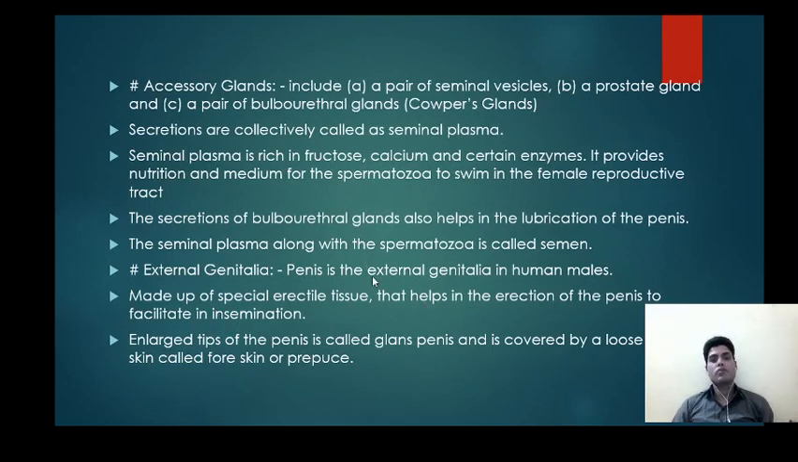The different accessory glands present in the male reproductive system are a pair of seminal vesicles, a prostate gland, and a pair of bulbourethral glands, also known as Cowper's glands. And the secretions of these glands are called seminal plasma. The seminal plasma is rich in fructose, calcium, and certain enzymes. It provides nutrition and a medium for the spermatozoa to swim in the female reproductive tract. So the seminal plasma is very important for the spermatozoa as it provides nourishment as well as the medium by which they swim inside the female reproductive tract.